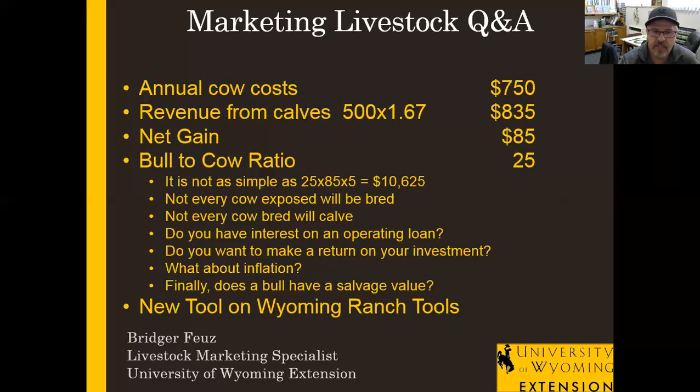So not every cow exposed will be bred, and not every cow bred will calve. So you really need to look at your weaning percentage as a percent of cows exposed, right? You're going to lose a certain percent between when you turn that bull in and when you preg check, and then you're going to lose a certain percent from when you preg check to when you calve. That number will be different depending on the ranch, but use that number to get at this bull value.